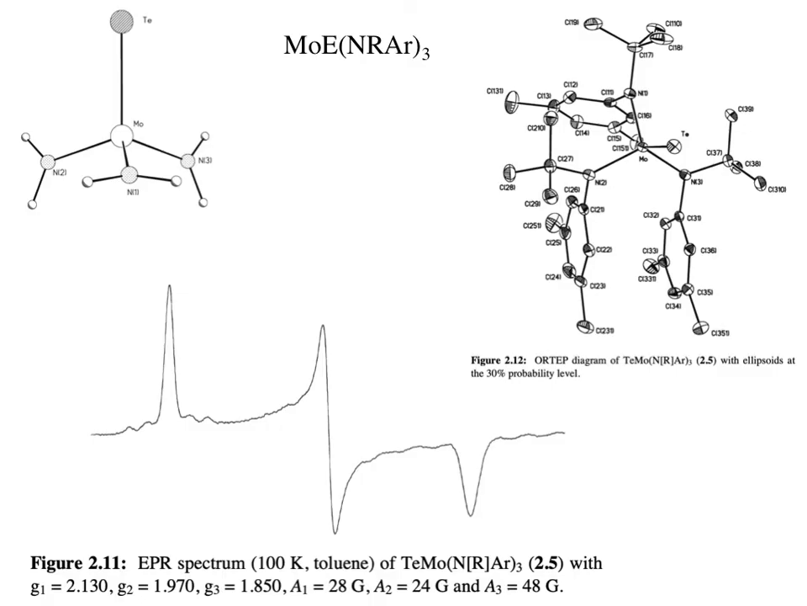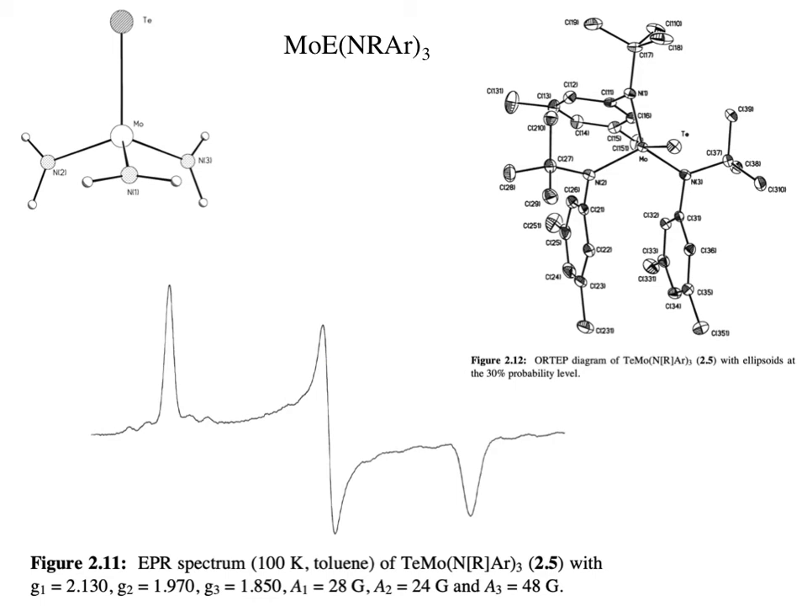This next compound is representative of a series of compounds I made, so molybdenum, E, and the amide ligand, R-A-R-3. So it's the same ligand that was on the titanium center, and E was either oxygen, sulfur, selenium, or tellurium. And I made and characterized all 4 of those compounds plus additional ones for that part of my PhD work. And in this spectrum, which is of the tellurium derivative, we can see, again, 3 g values. They're very widely separated.